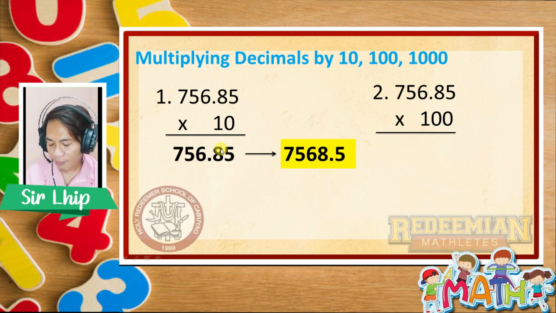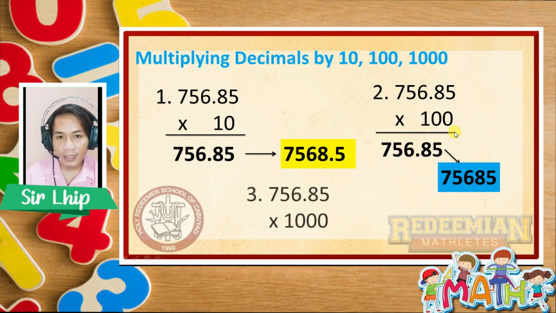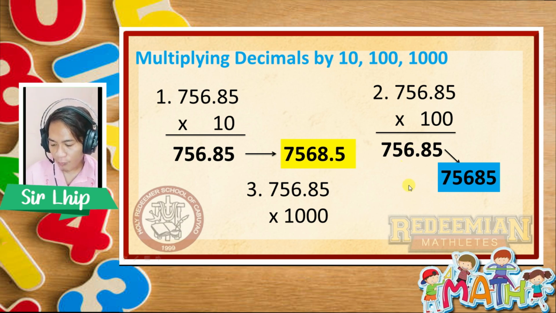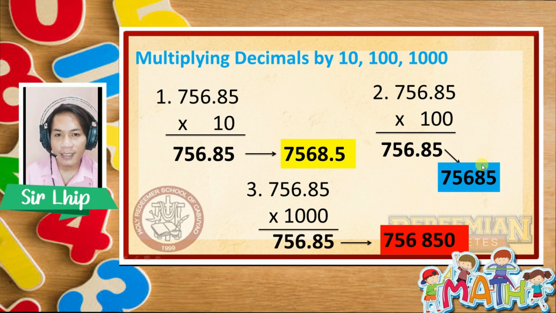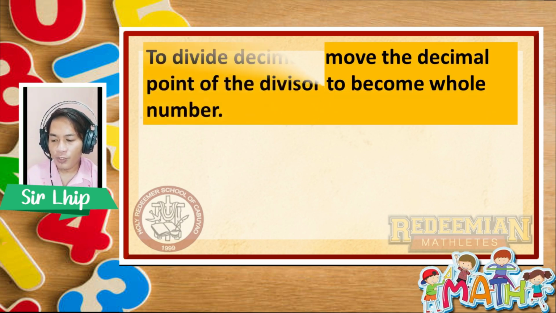Another example, 756 and 85 hundredths times 100. Move 2 places to the right. Thus, the product is 756 and 85 hundredths. 756 and 85 hundredths times 1,000. Move 3 places to the right. The product is 756,850.